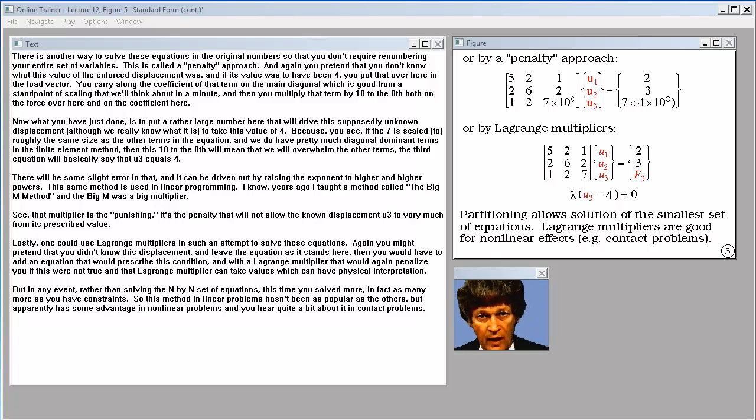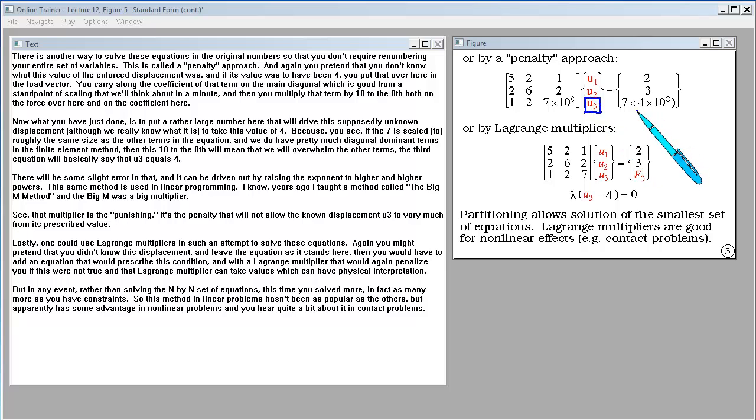There is another way to solve these equations in the original number so that you don't require renumbering your entire set of variables. This is called a penalty approach, and again you pretend that you don't know what this value of the enforced displacement was, and if its value was to have been 4, you put that over here in the load vector, you carry along the coefficient of that term on the main diagonal, which is good from a standpoint of scaling that we'll think about in a minute.